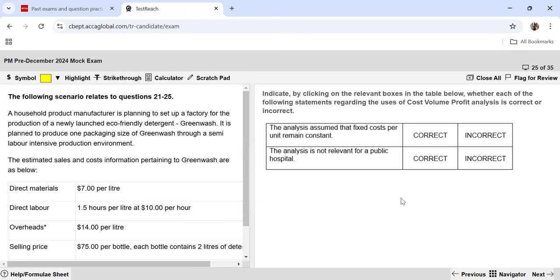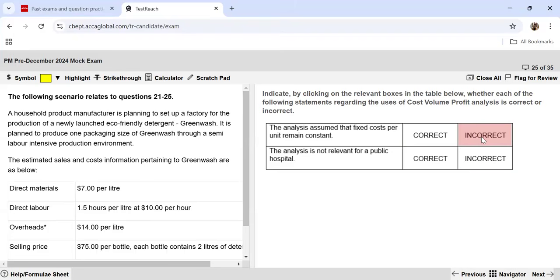Moving now to the last question that we have pertaining to this scenario, we have to indicate by clicking on the relevant boxes in the table below whether each of the following statements regarding the use of CVP analysis is correct or incorrect. So the first statement reads, the analysis assumes that the fixed costs per unit remain constant. Now this is incorrect. Rather, this analysis assumes that the fixed cost for the period will be constant instead of per unit. Your overall total fixed cost will be constant. That is the assumption. Per unit is not assumed to be constant. That is why this is incorrect.